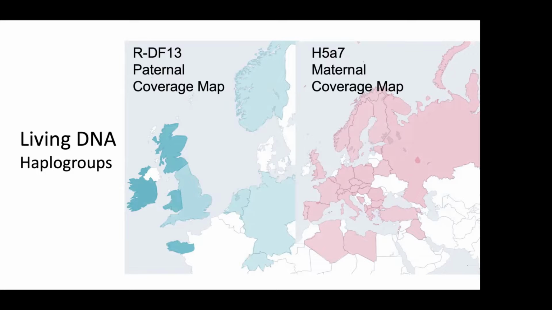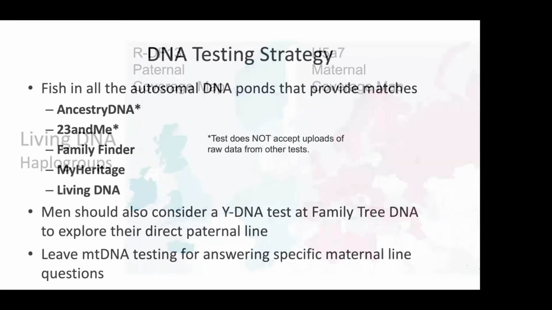Haplogroups look at the ancient ancestry of your direct paternal and maternal lines. 2 of the autosomal tests will identify a man's paternal haplogroup and everyone's maternal haplogroup. They don't use this for matching. This is done from autosomal DNA alone. Here is the Living DNA test report that shows my DF13 paternal haplogroup is very common in the British Isles. My maternal haplogroup, H5A7, is far less specific.